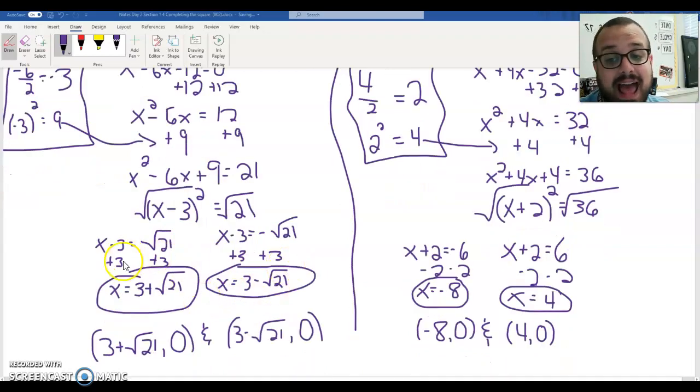We then added 3 to both sides. I got 3 plus the square root of 21 and 3 minus the square root of 21 when I solved those. And so those will be my two roots: (3 plus square root of 21, 0) and (3 minus square root of 21, 0). Remember, these are coordinates that I'm listing.